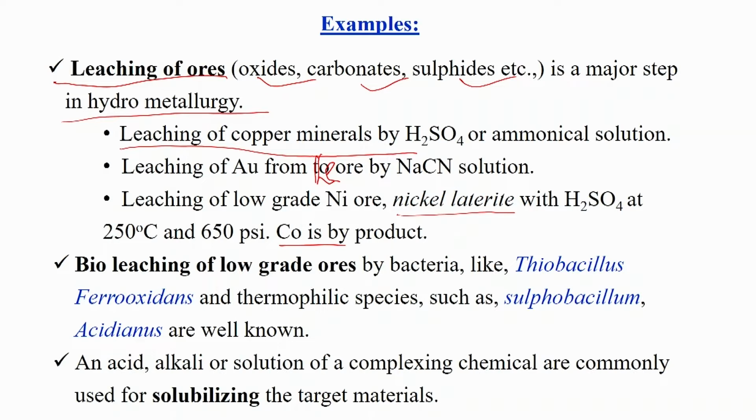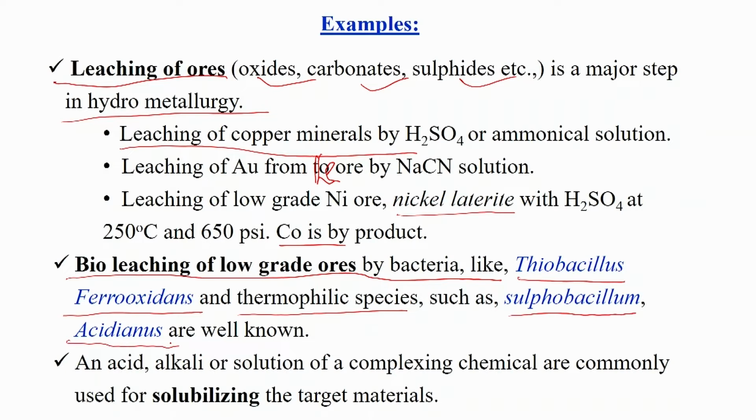Another example is bioleaching of low grade ores by bacteria. These are among the newest leaching applications, with Thiobacillus ferrooxidans and thermophilic species such as Sulfobacillus or Acidianus being well known. These bacteria dissolve the metals from the ores or metal oxides without the application of chemicals. So, this is a new application of the leaching process.